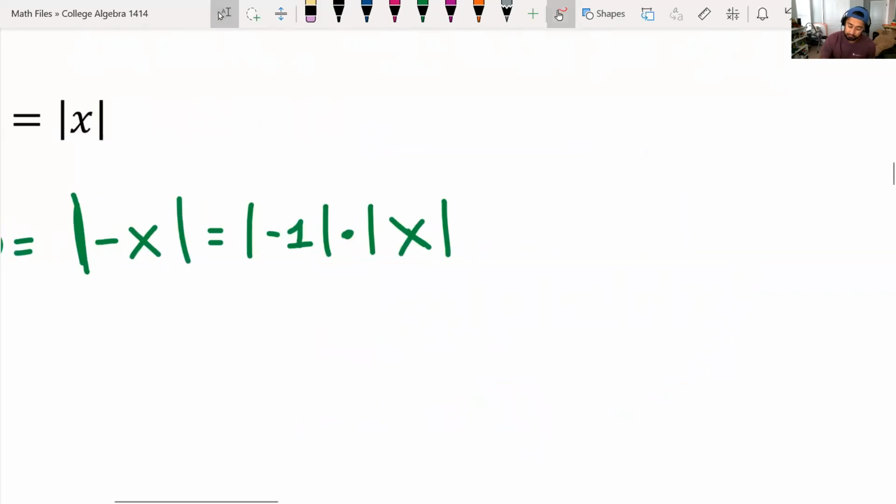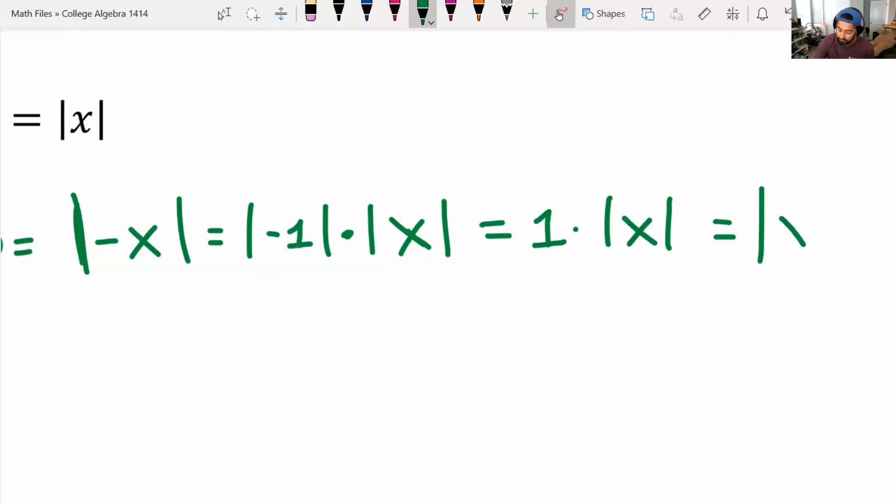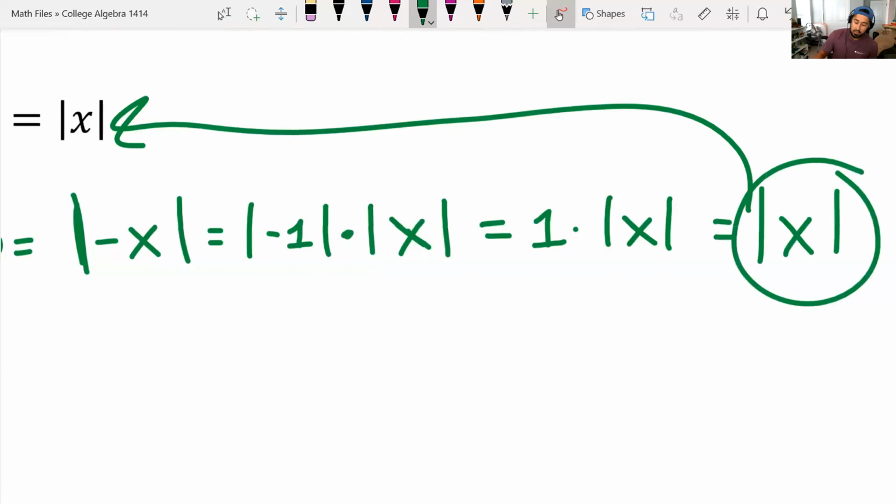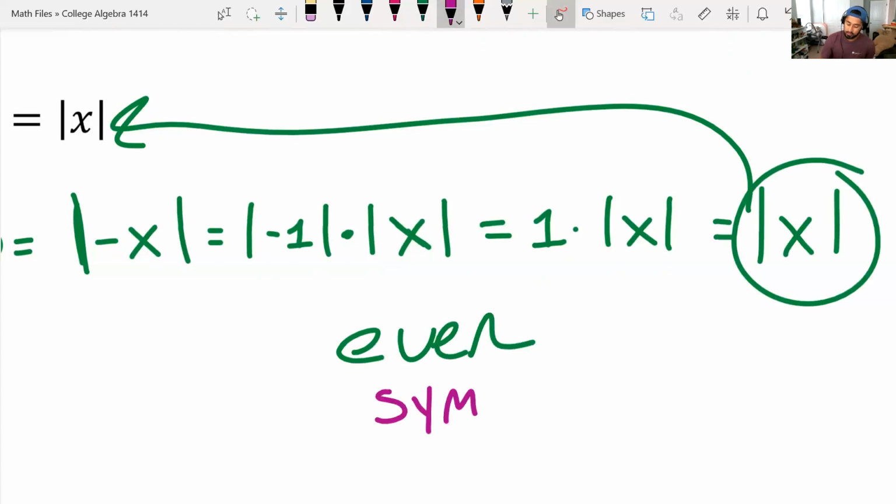And now we know that the absolute value of negative 1 is going to be 1. So you get 1 times the absolute value of x, which now brings us back to the original function of the absolute value of x, which is the original function, which means this is even and is symmetric with the y-axis.